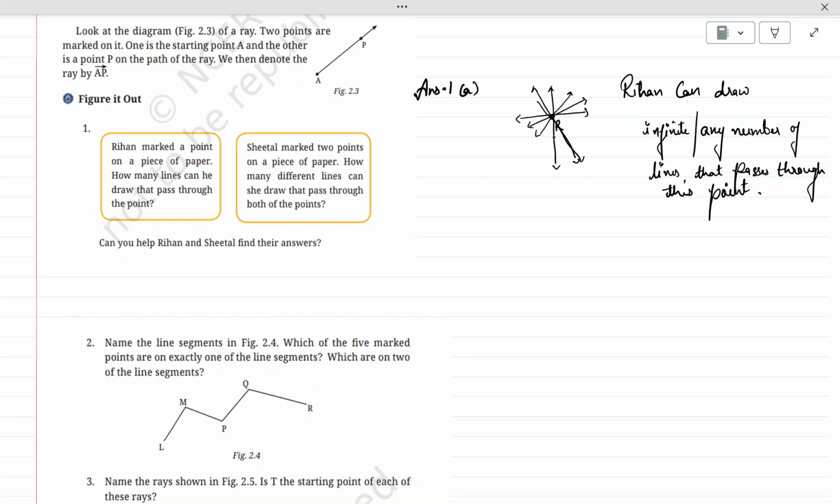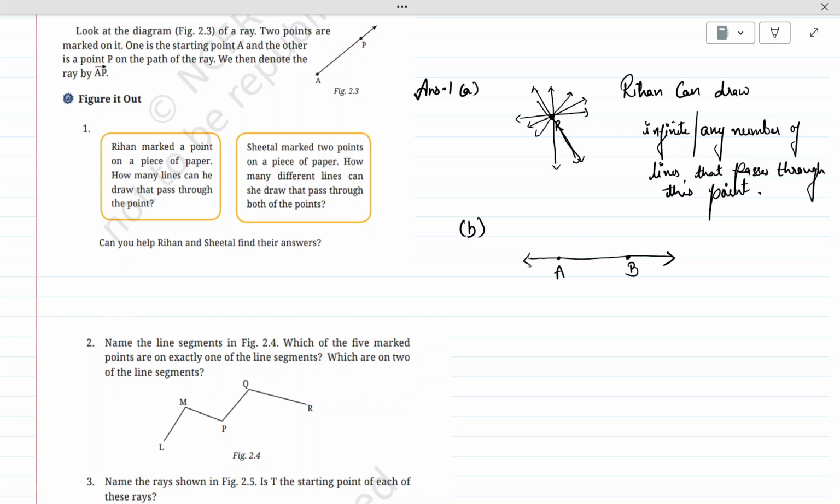So in case we have 2 points, like in our second case where Sheetal is there, she is marking 2 points on the piece of paper, and we have to see how many different lines she can draw that can pass through both of the points. So now Sheetal has taken 2 points A and B, and now she is trying to draw different lines which pass through both. Since it is passing through both the points, there would be only one line.